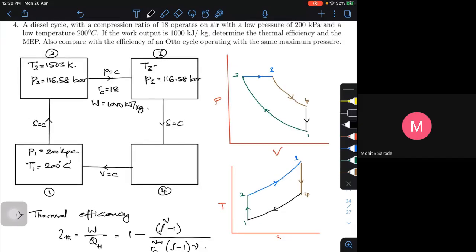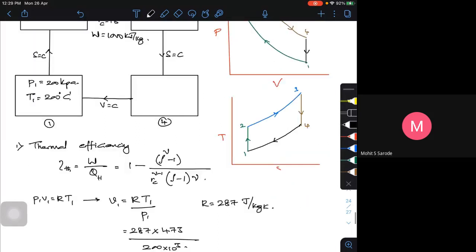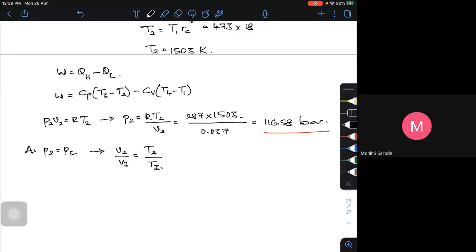So T3 by T4 is equal to compression and expansion, P3 by P4. So one of the data is missing here. In this problem statement, one particular thing is missing, that is the cutoff ratio rho. Rho, the cutoff ratio, is missing. So I take rho as 3.5, assume.